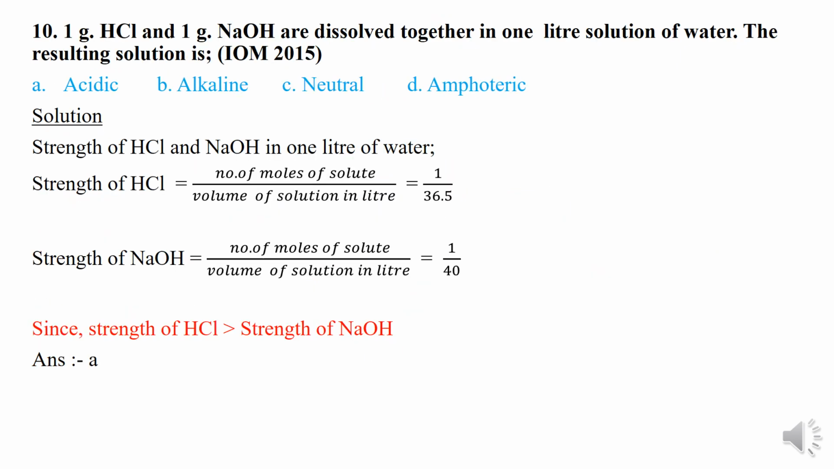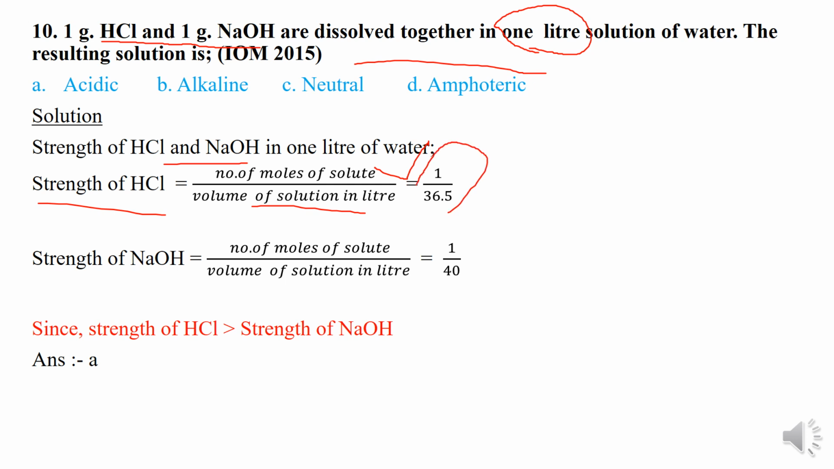Simple question. 1 gram HCl and 1 gram NaOH are dissolved together in 1 liter solution of water. Then the resulting solution will be? We have to calculate whether the resulting solution is acidic, alkaline, neutral, or amphoteric. First of all, calculate the strength. Strength means molarity or normality, but in this case, molarity will be calculated. So strength will be number of moles of solute divided by volume of solution in liters. So volume of solution will be 1 liter in both cases. We have to just calculate the number of moles.